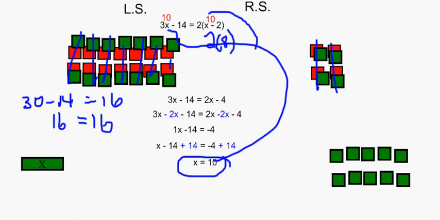I could take my 10 and stick it into this stage of my question. 3 times 10 is 30 minus 14 is equal to 2 times 10, which is 20 minus 4. 20 minus 4 is 16, and I'm back to my 30 minus 14 equals 16. I could stick it into this section here. 10 minus 14 is equal to negative 4. So any place along my work, I should be able to take my answer of x equaling 10 and stick it anywhere in these steps to check to see if I'm doing it correctly.